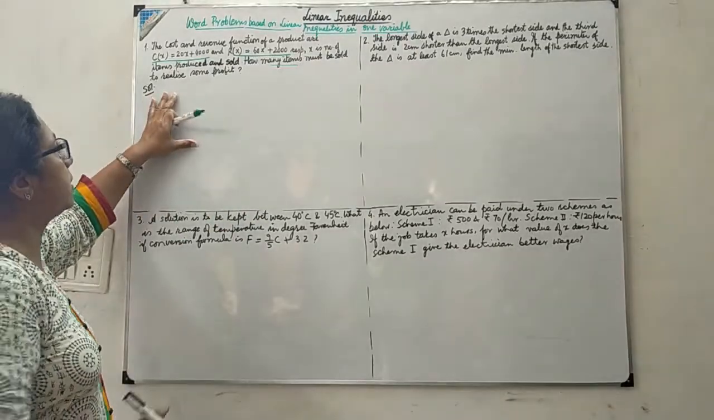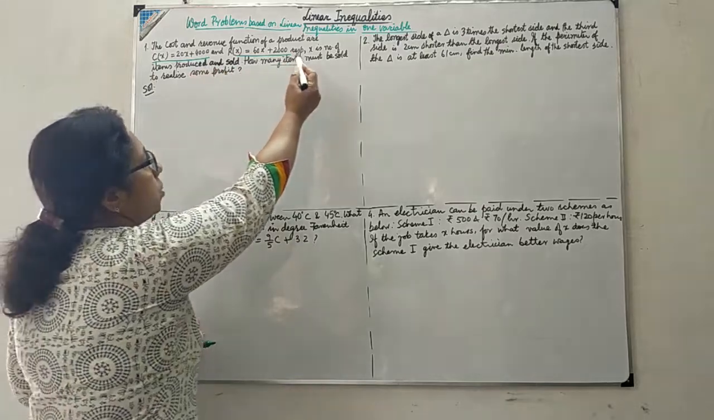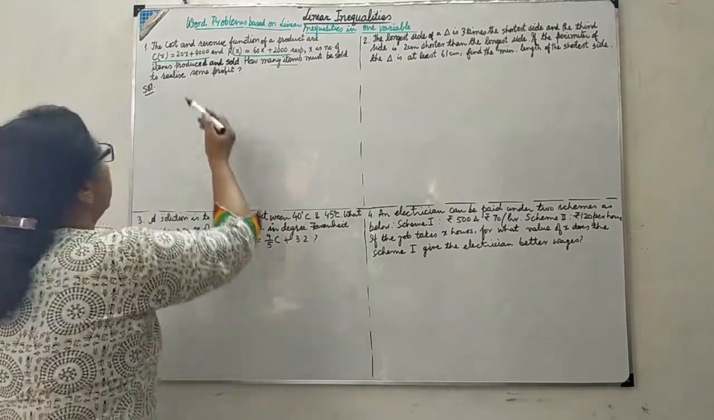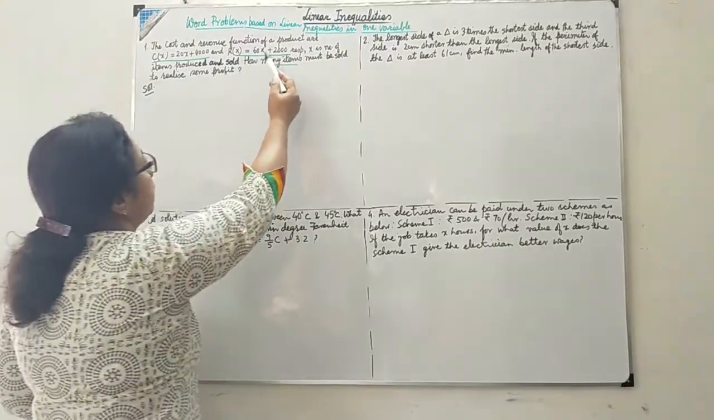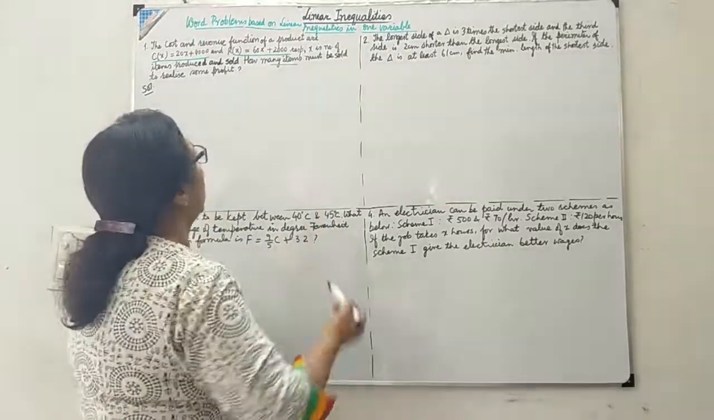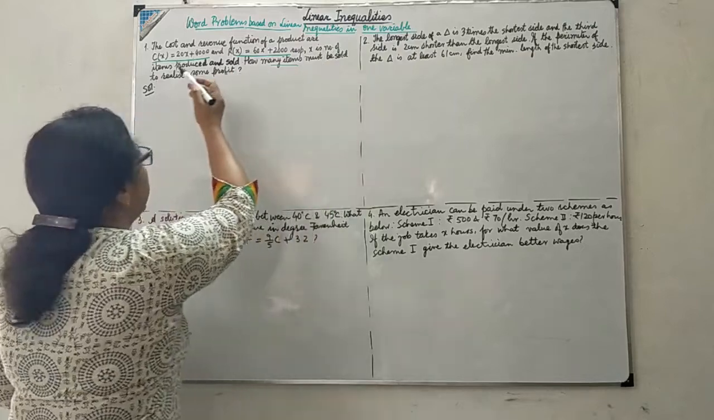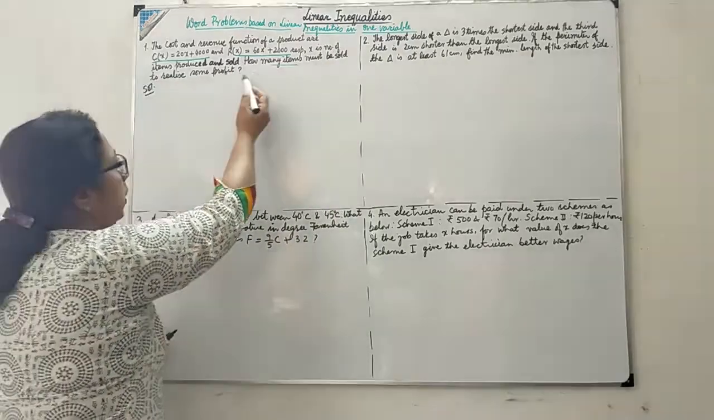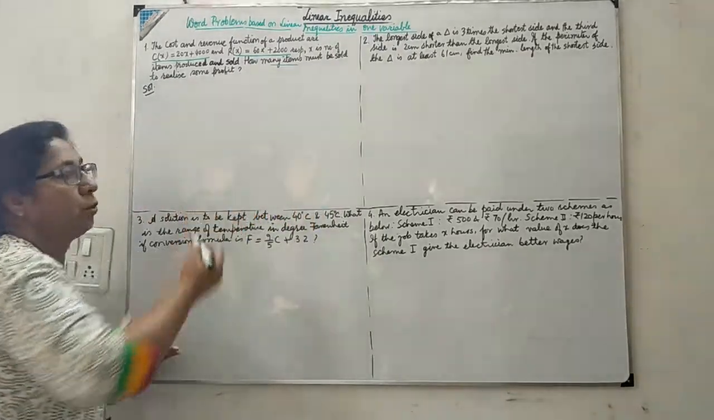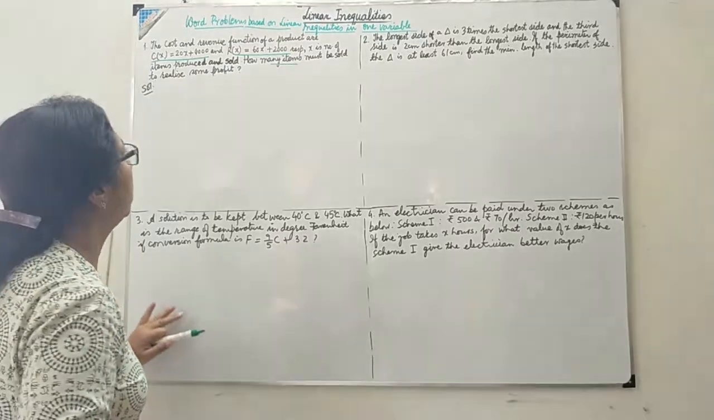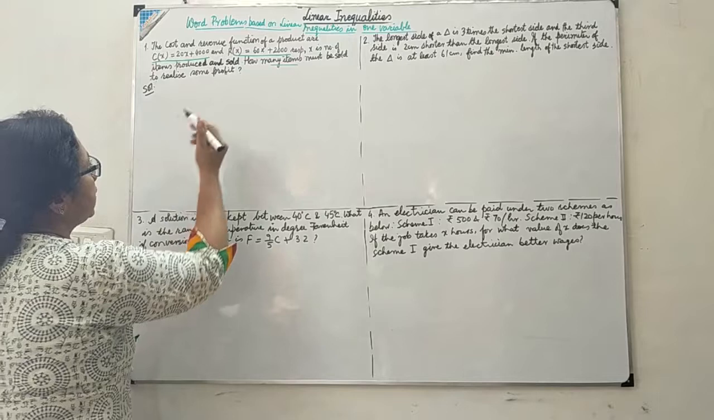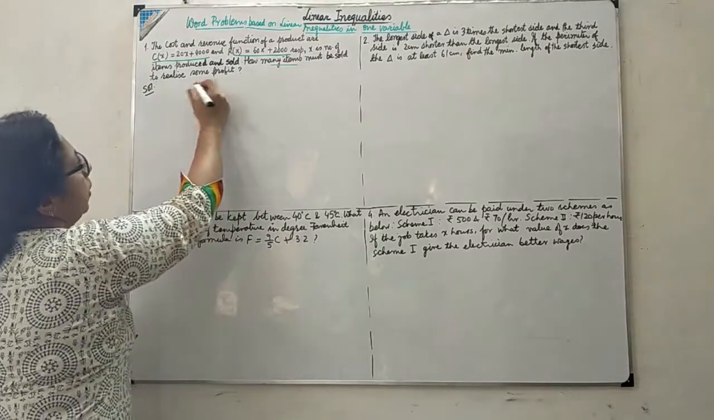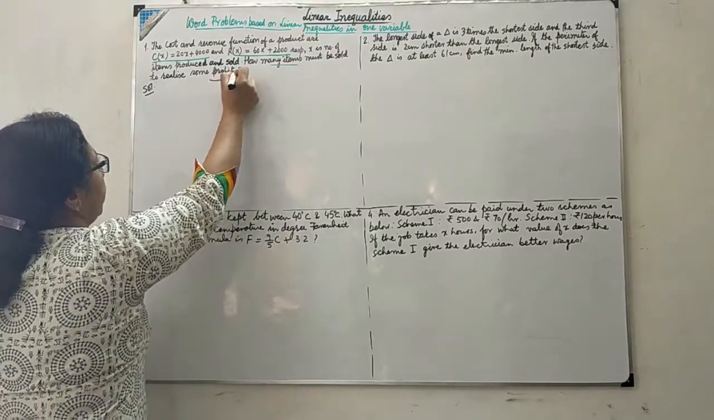The first one is: the cost and revenue function of a product are C(x) given as 20x plus 4000 and R(x) given as 60x plus 2000. Now x is the number of items produced and sold. How many items must be sold to realize some profit? We have earlier done this in linear equations. Now let us see what we have. We want to have the profit.